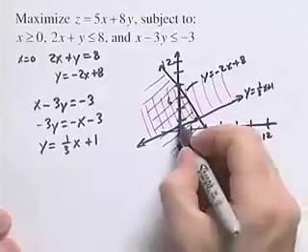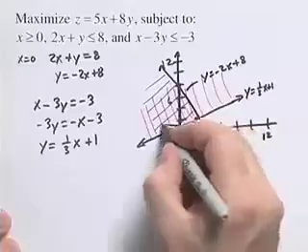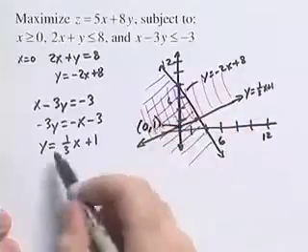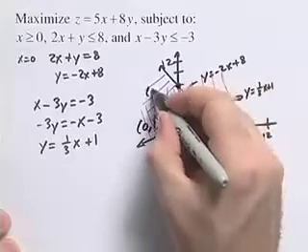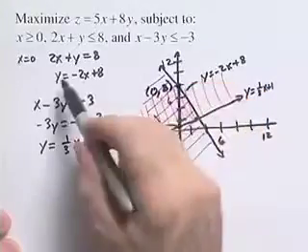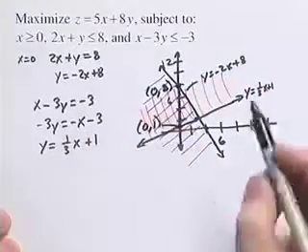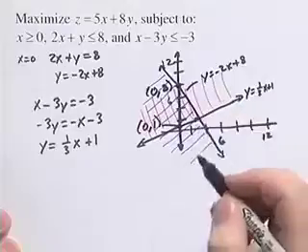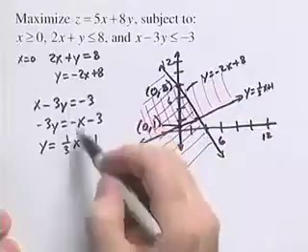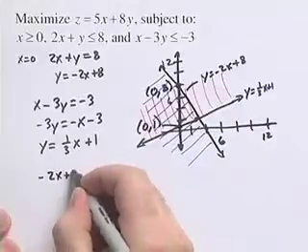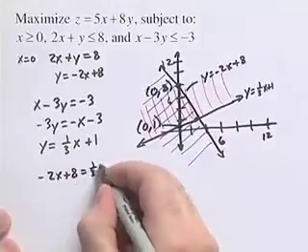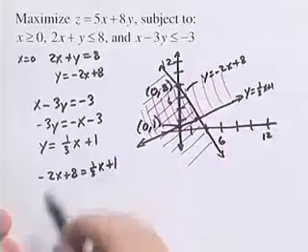so far we have this point right here. This is going to be 0, 1. That's the y-intercept for this line. This point is 0, 8. That's the y-intercept for that line. We need to find out where those two lines cross. So we're going to set the two y's equal to each other. So we'll have negative 2x plus 8 equals 1/3 x plus 1. We need to solve this for x.